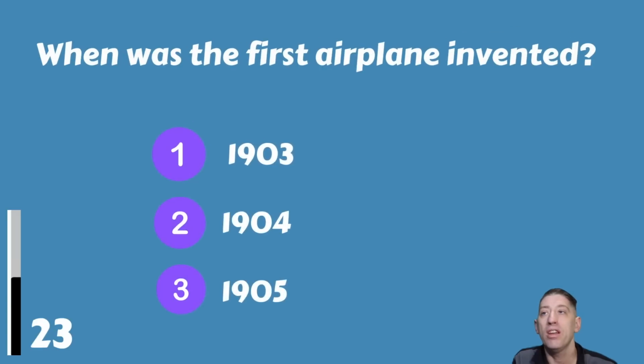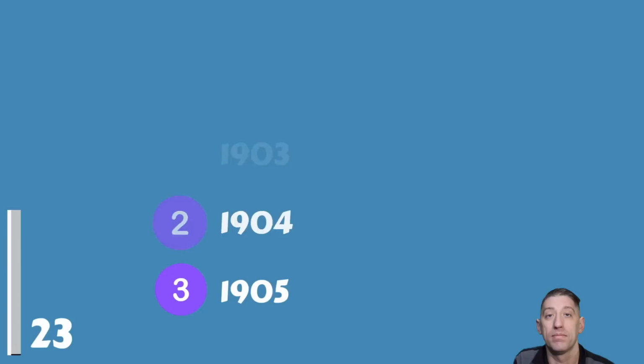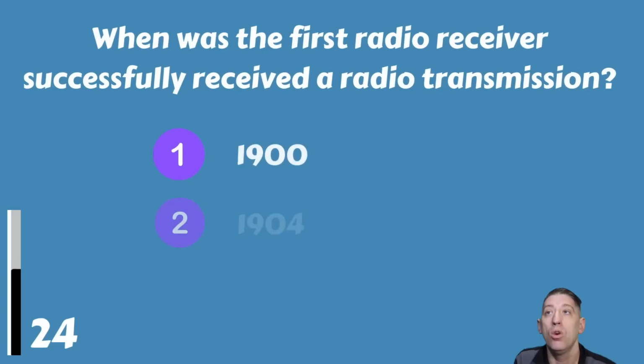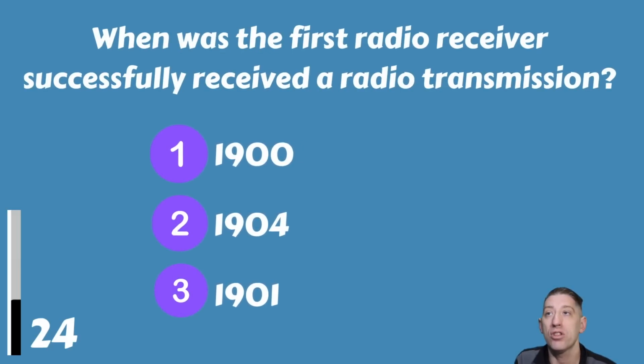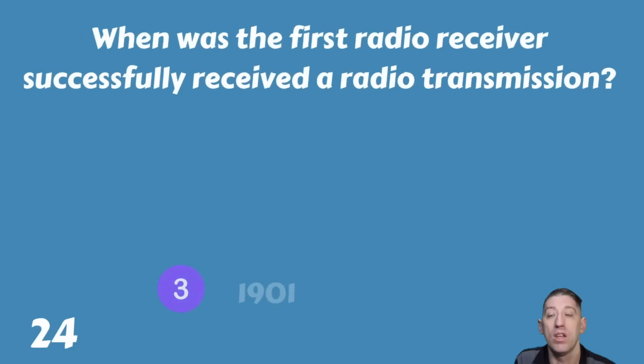When was the first airplane invented? 1903, 1905, 1904? 1903. When was the first radio receiver successfully received a radio transmission? 1900, 1904, 1901? 1901.